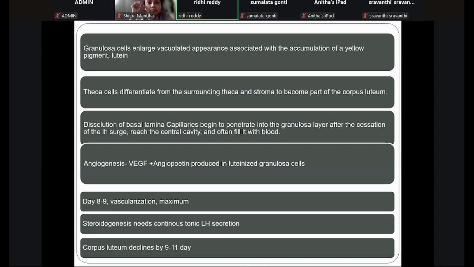Granulosa cells enlarge and have a vacuolated appearance. The yellow lutein pigment will be there. Theca cells differentiate from the surrounding theca to form part of the corpus luteum. All this angiogenesis will happen in the luteinized granulosa cells. On day 8 to 9, vascularization is maximum. Steroidogenesis needs continuous tonic LH secretion. The corpus luteum declines by the 9th to 11th day after ovulation.